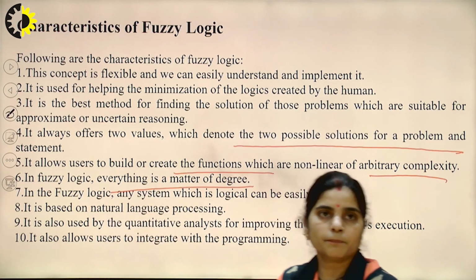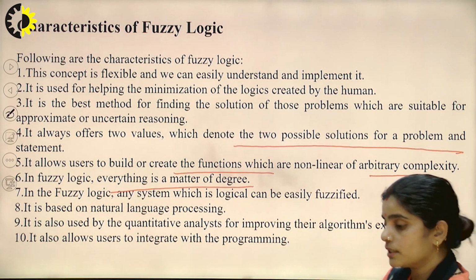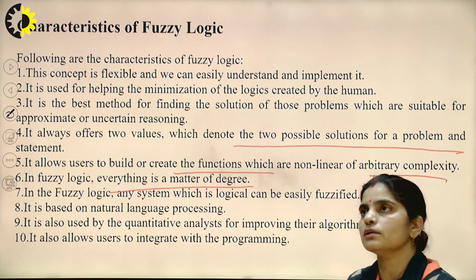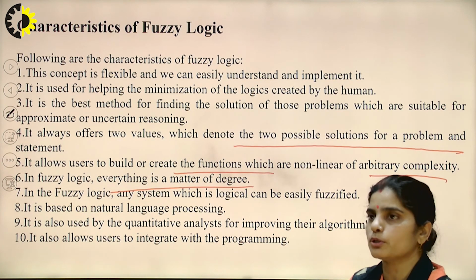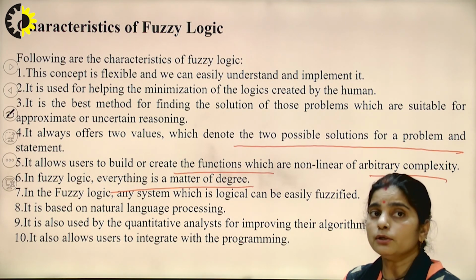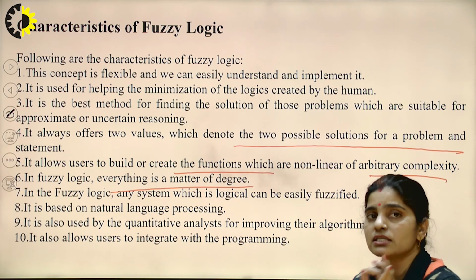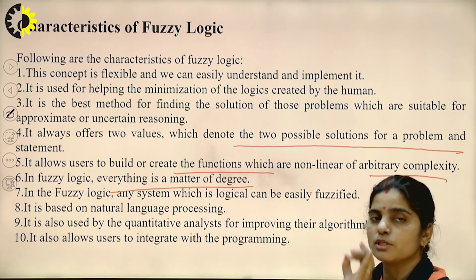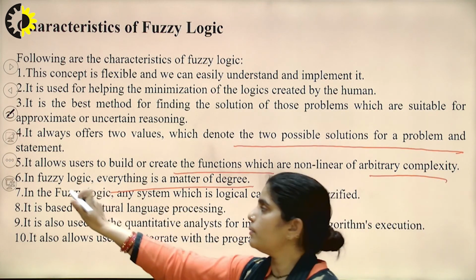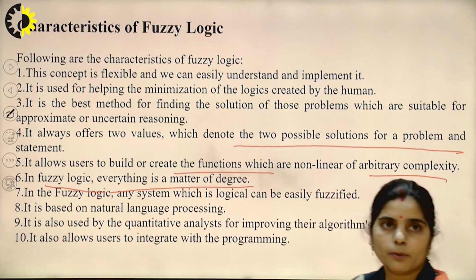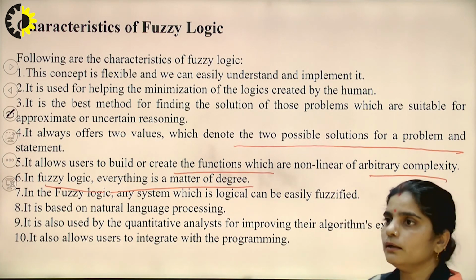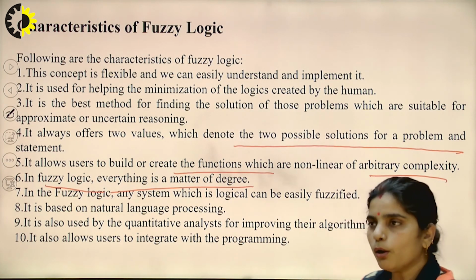Just like in the previous example, using Boolean logic we only give two possibilities: whether the speed of a car is fast or slow. But you cannot identify the degree of fastness and the degree of slowness of that speed. That solution can be provided by using fuzzy logic. Okay. In fuzzy logic, everything is a matter of degree. Here you can identify the degree of things.